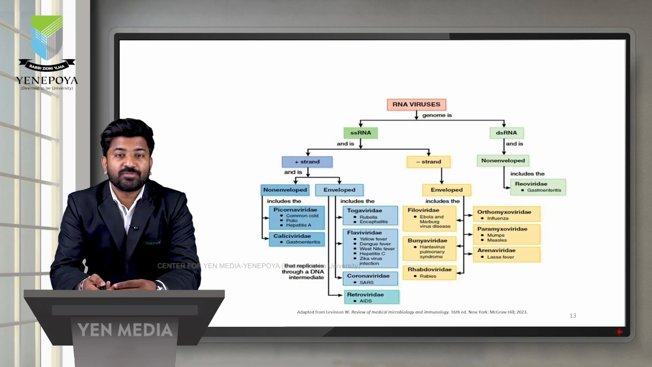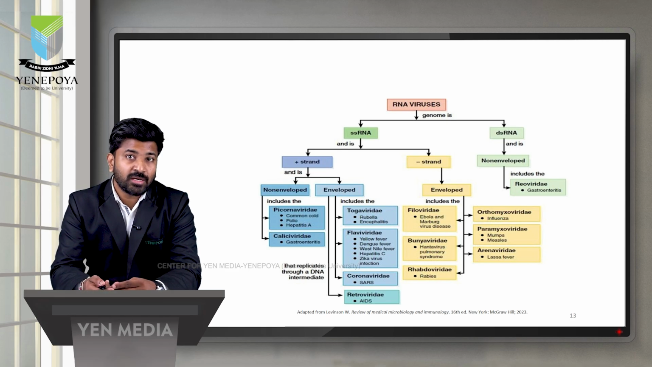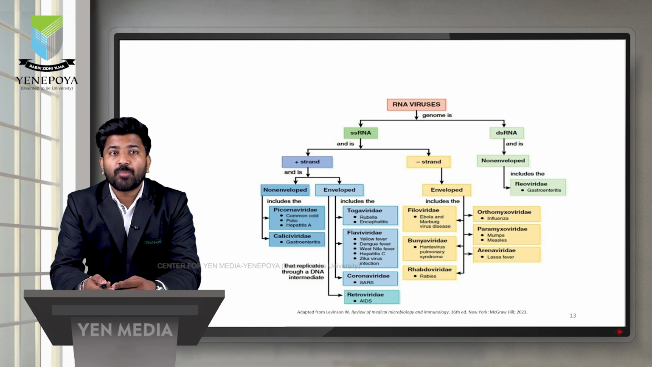Moving on to the second classification, we have RNA viruses, where the genome is made up of RNA. It can be either in single stranded form or double stranded form. Single stranded RNAs can be categorized further into positive sense RNA and negative sense RNA. A positive sense RNA indicates that the RNA can directly go into the translational mechanism, whereas a negative strand RNA has to be converted into a positive strand RNA.